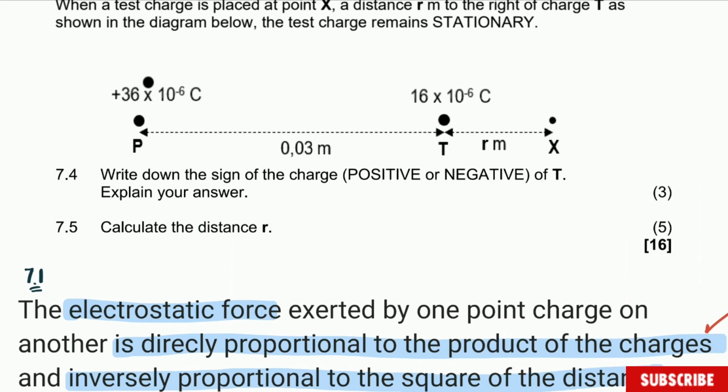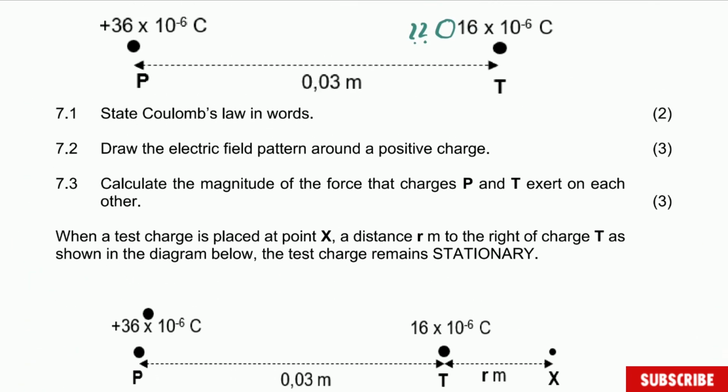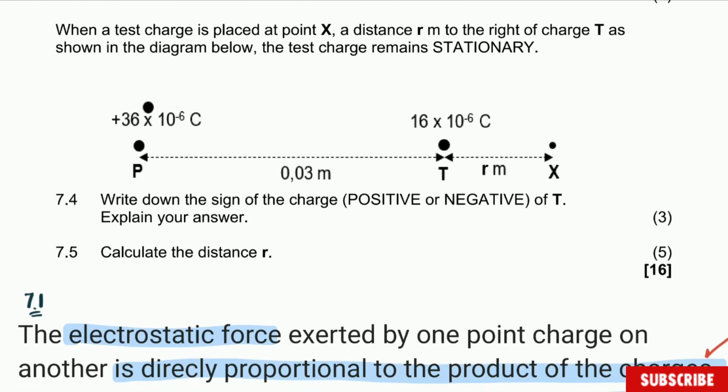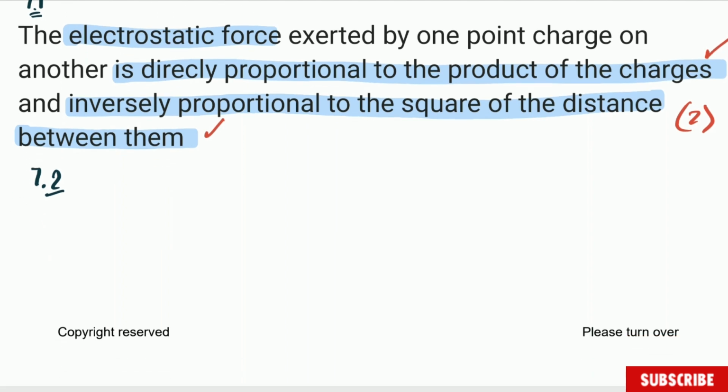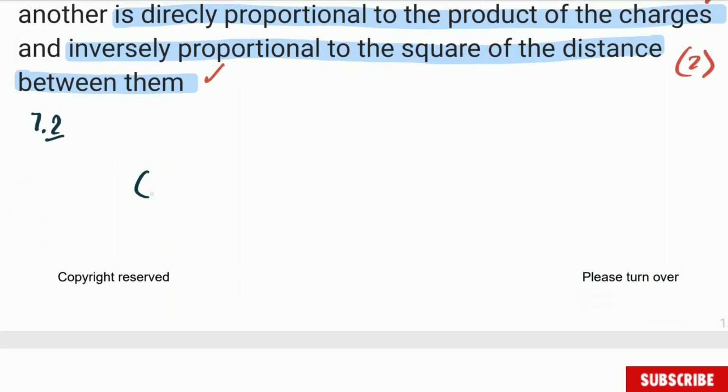Let's go to question 7.2. They say draw the electrostatic field pattern around a positive charge. So you have a positive charge and then you are going to draw the electric field pattern. The first thing we are going to do is draw the positive charge, and then we are going to draw the electric field pattern.